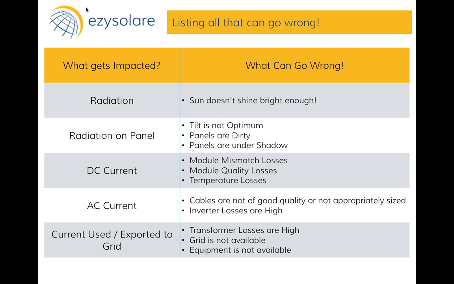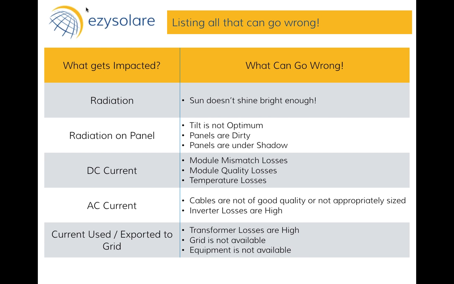The second thing is that the radiation on the panel is reduced. Now, there are three possible reasons for that to happen. Number one, the tilt is not optimum. Only on the equator do you require the panel to be at 0 degree tilt. The moment you start moving in the northern hemisphere, you need to face panels towards the south, and the more north you go, the angle of tilt keeps on increasing.